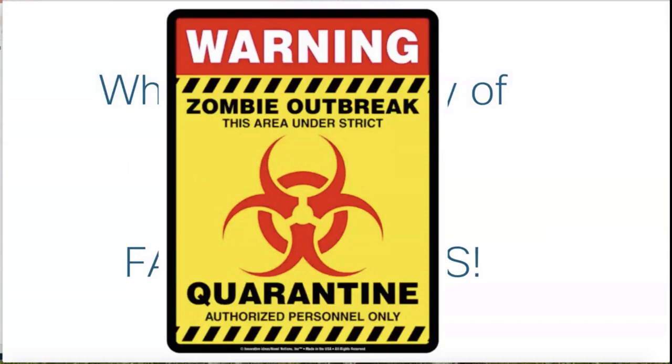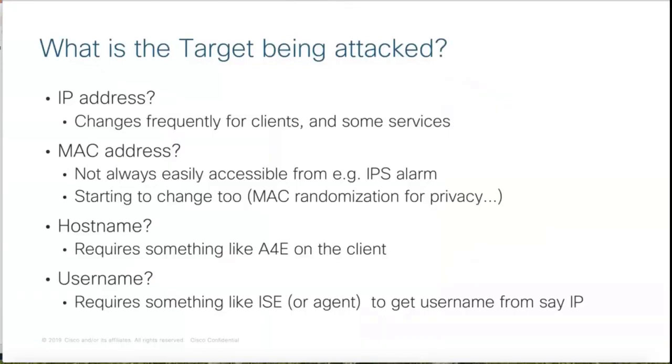Another problem that we have noticed we need to solve here is defining what the target is that is being attacked. Typically in Cisco products and in other products, we track the target by different attributes. You have the IP address. Unfortunately, the IP address, as reported when an IPS or something discovers an alarm, changes frequently from clients and some services as well. We have MAC addresses, but they are not always easily accessible by your firewall, etc., because they are not layer 2 adjacent.